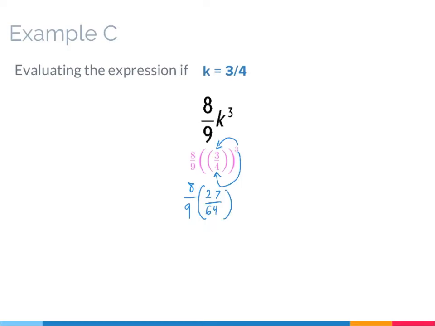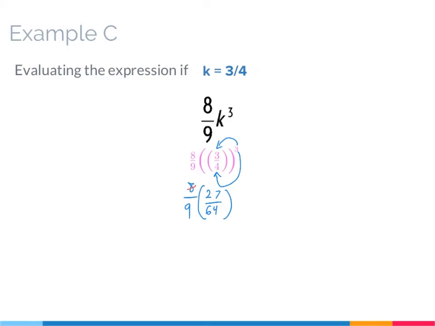And now I'm going to be multiplying fractions. Now there are 2 ways to multiply fractions, of course. You can multiply straight across, 8 times 27, 9 times 64, and reduce. That will work. However, I'm going to do some cross-reducing beforehand to make it a little bit easier on myself at the end. You don't have to do this. You can multiply straight across and then reduce. That works too. But I'm going to do some cross-reduction first.